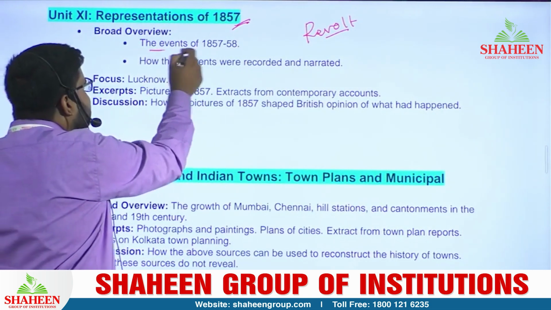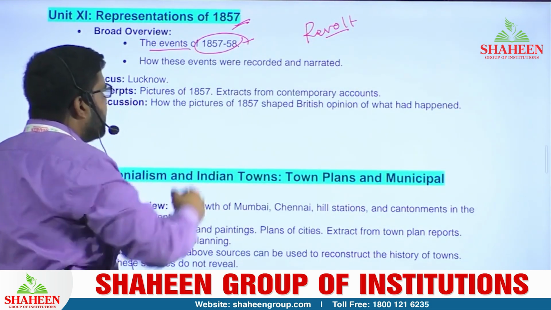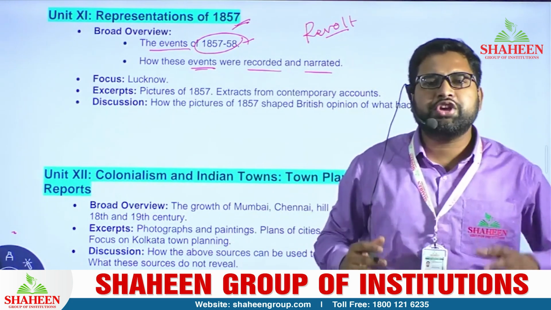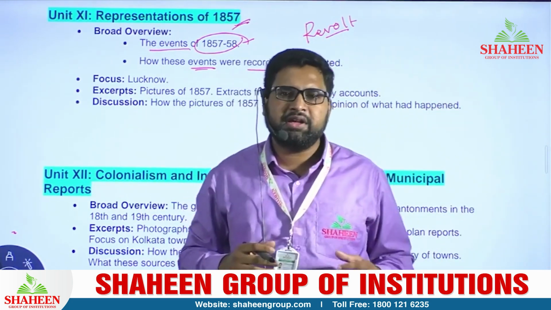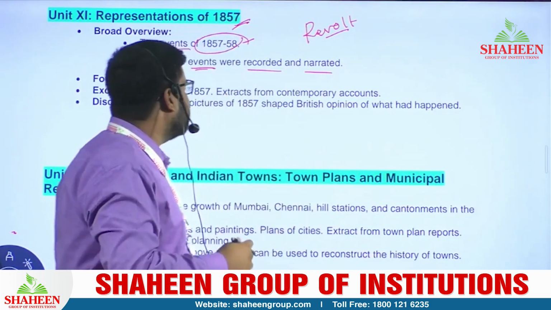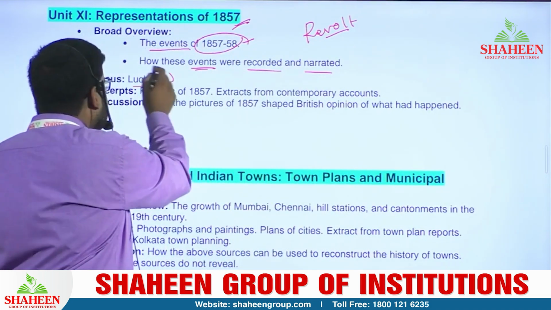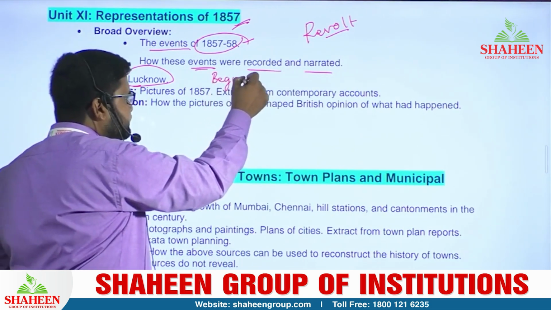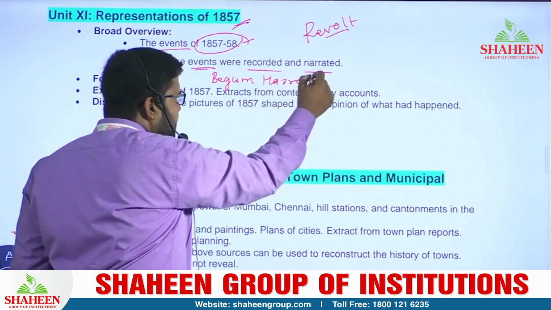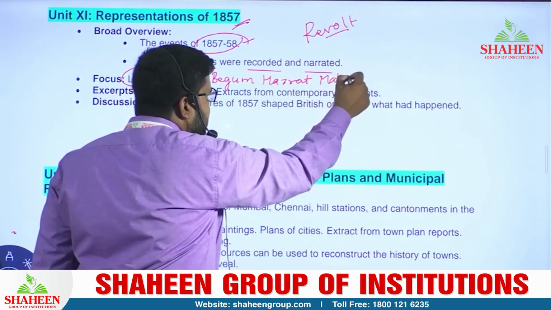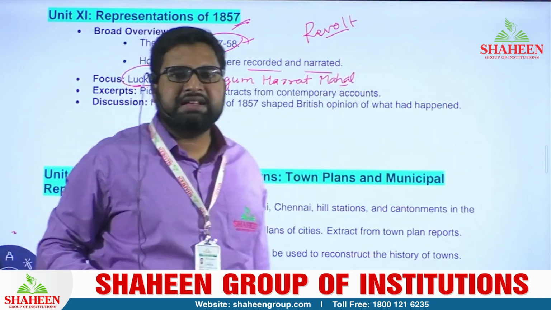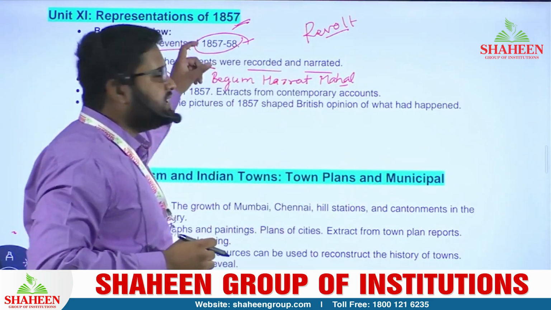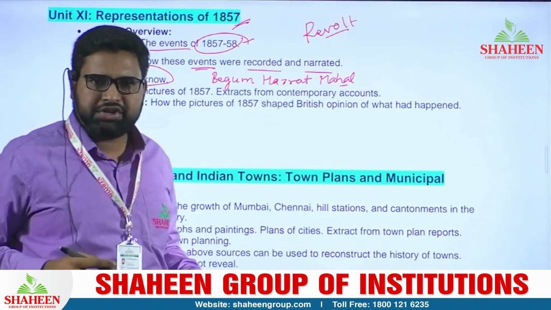What were the events of 1857 and 58? The events were recorded and narrated. How and when, what were the locations where the revolt of 1857 happened, and what were the causes? All these things we will be discussing in our classes. We will see especially the focus on Lucknow, Begum Hazrat Mahal's role in the 1857 revolt, and the adjoining areas like Faizabad and also Kanpur, how the revolt started and how it was suppressed by the British officials.